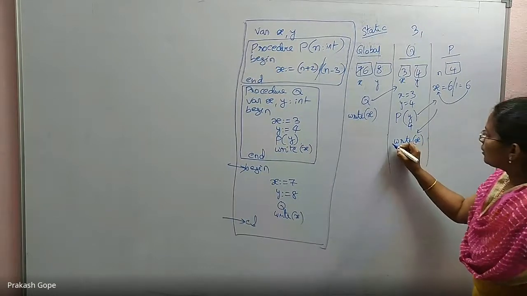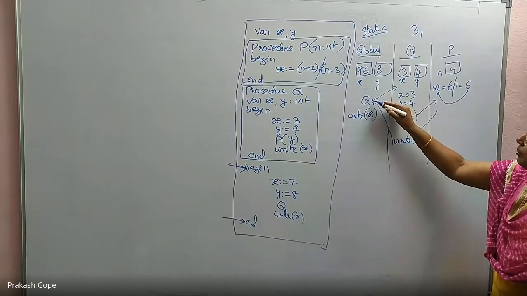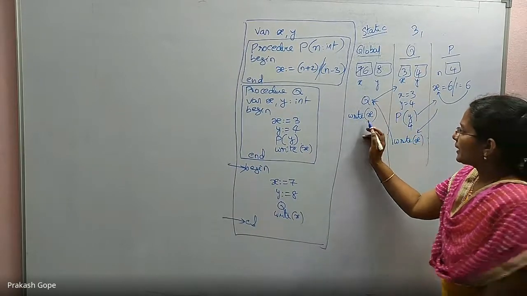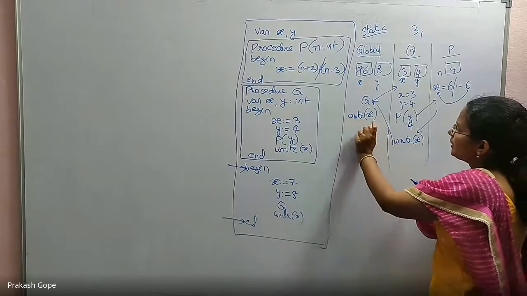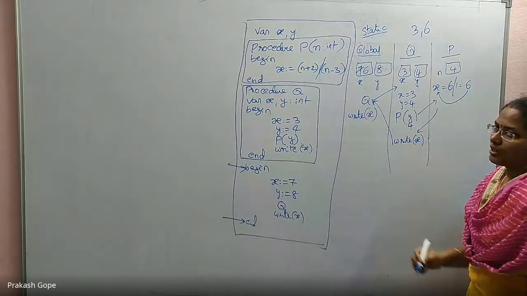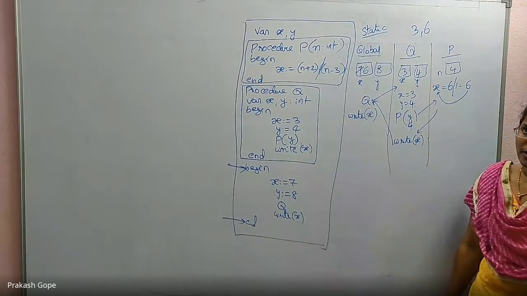Execution completed, go back to the calling environment. Because the jump is from here, I executed everything and go back. Continue, write x. Now I am in this environment. In this environment, x is this x, which is 6. So 3 comma 6 is the answer for static scope.